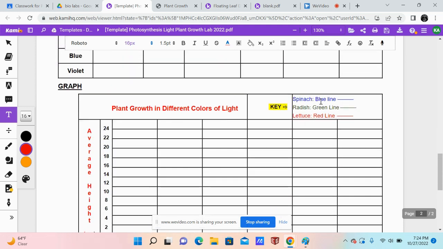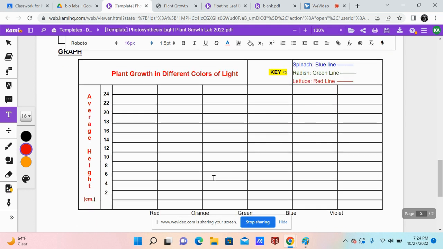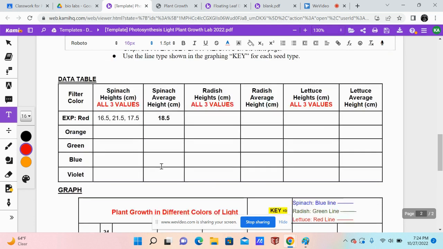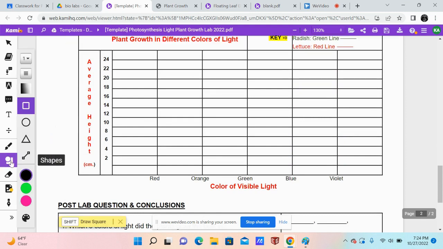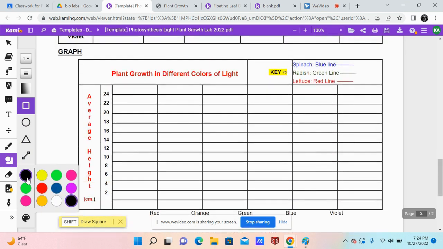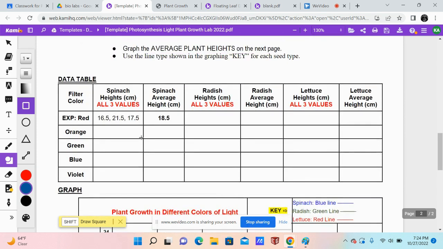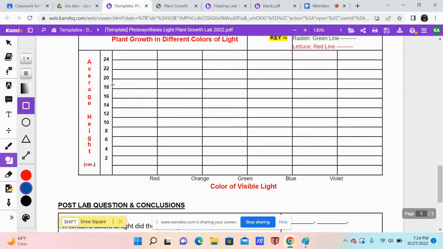It's got the little key. So for spinach, you're going to make a blue line or a blue bar. So spinach is blue, and I'll go ahead and do that one. It's 18.5. So let me go with a shape. What kind of shape do I want? I guess this. All right, so spinach is blue. So I'm going to grab blue. And it goes to 18.5 in red, right? Here's 18, there's 20, so 19 would be in the middle. So I'm going to go in red light, spinach, just like that.